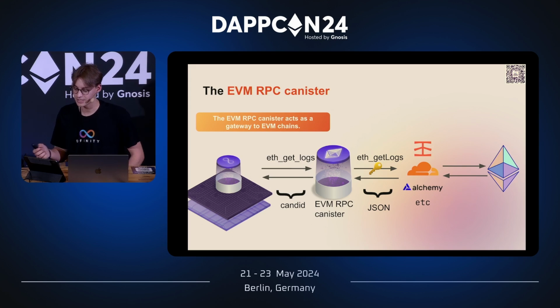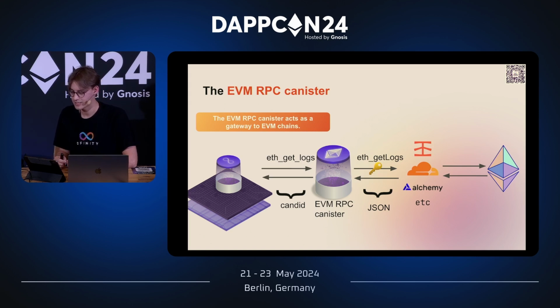Okay, and because building a canister that securely and correctly interacts with Ethereum can be quite challenging, we actually provide the so-called EVM RPC canister for that. And this canister acts as a gateway to Ethereum and other EVM chains. It's basically a helper canister that does a lot of the heavy lifting for us, and it allows the developer to focus on the actual use case without having to replicate all the necessary logic to interact with Ethereum.